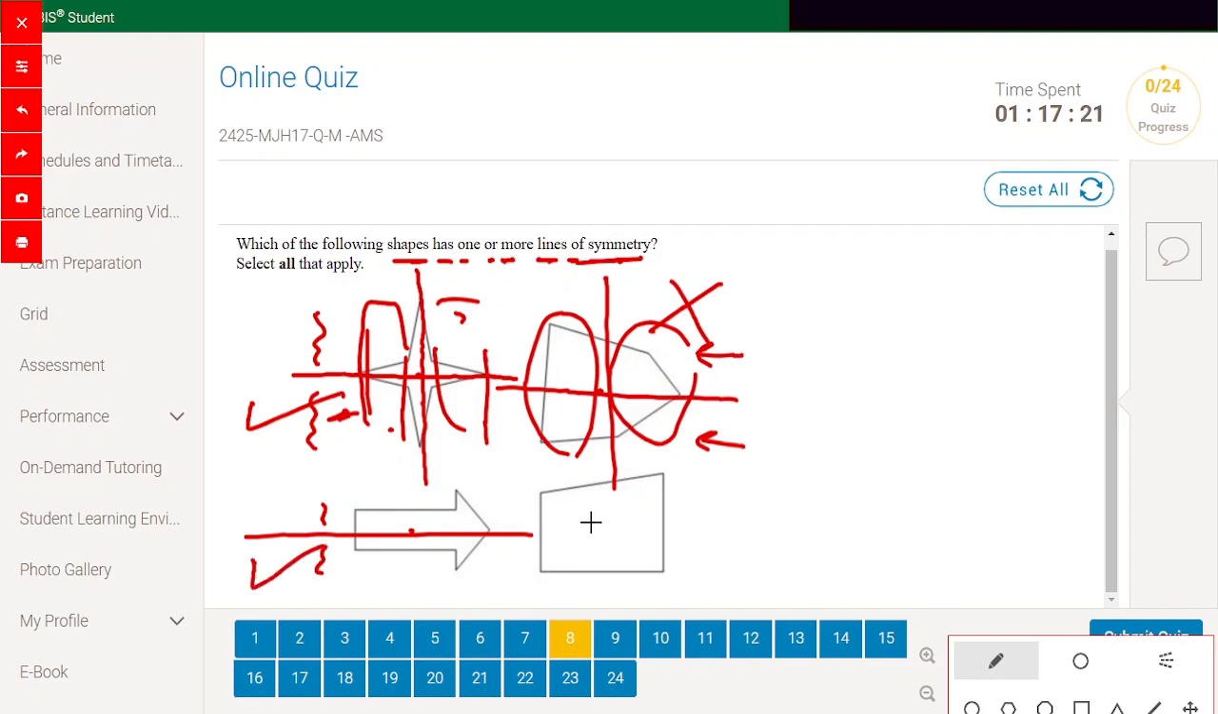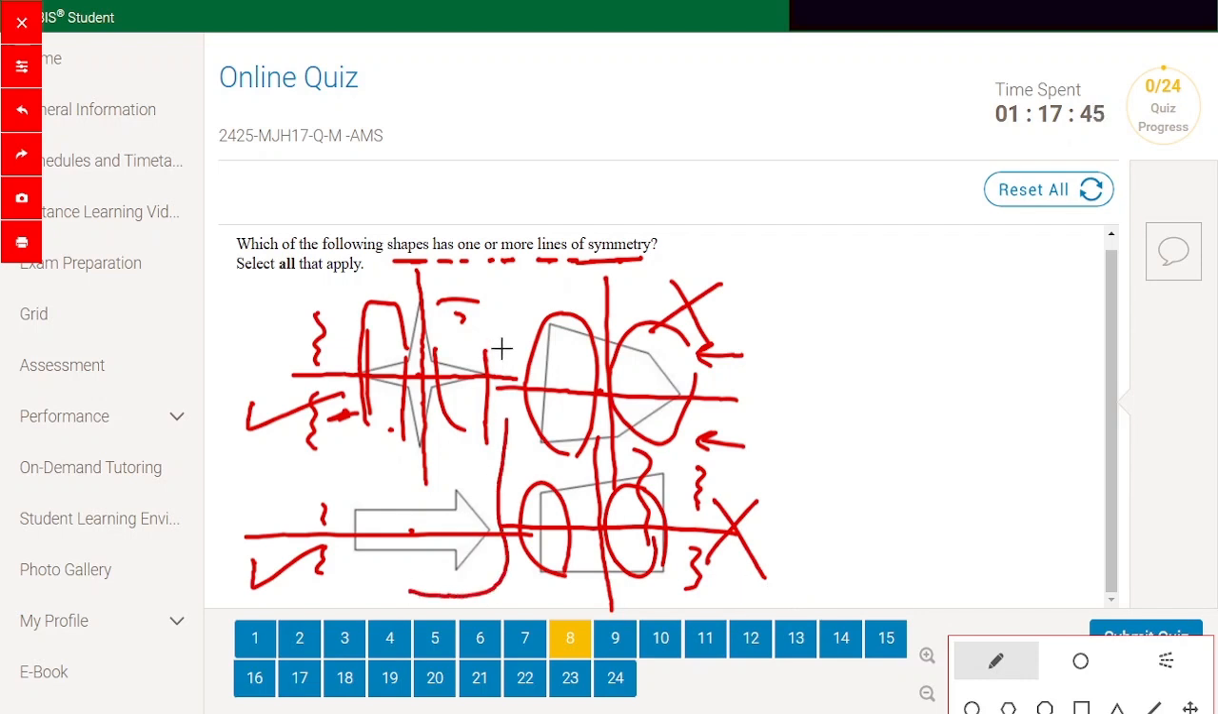Let's take this shape also. We'll draw a line here. It doesn't have the same symmetry. And if we do it vertically also, we don't have the same symmetry between this side and this side, so this is not the right answer. So the only two figures that have one or more lines of symmetry are these two figures.